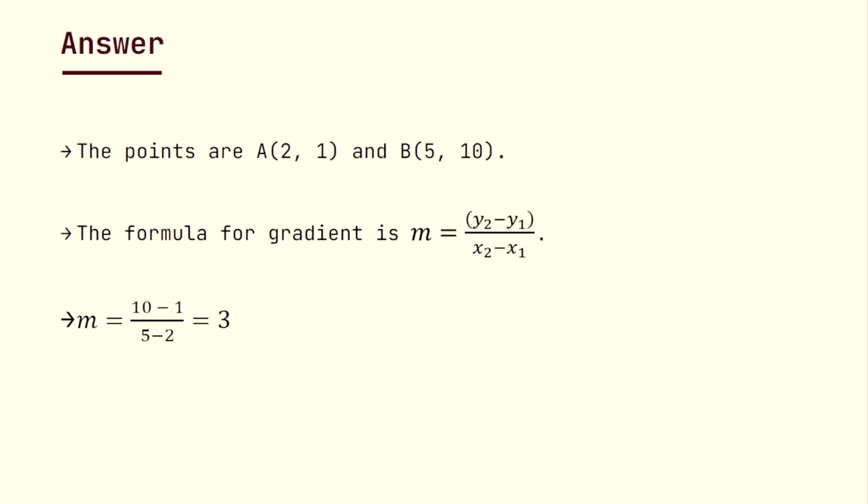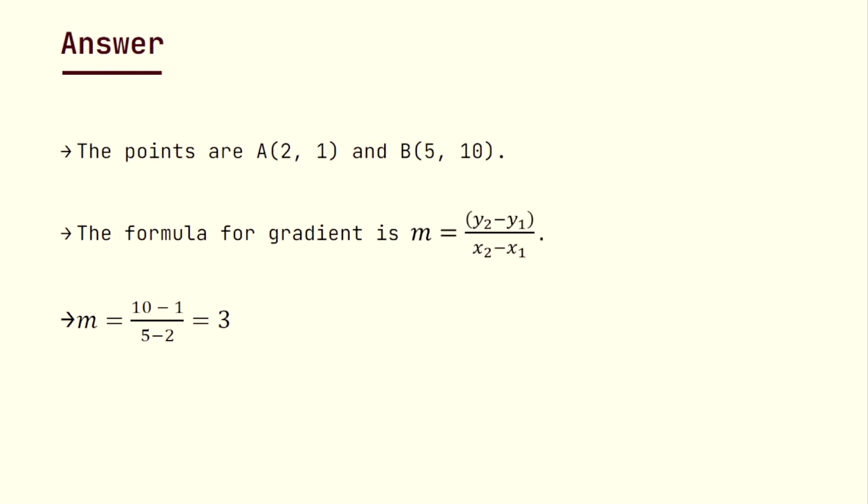The formula is m equals the y coordinate of point 2 minus the y coordinate of point 1, divided by the x coordinate of point 2 minus the x coordinate of point 1. We know the numerator is 9. So m equals 9 divided by 3, so m is 3. Finally, the gradient of these 2 points is 3. Question number 2 turns out to be similar to the previous question. So let's move on to the third question.